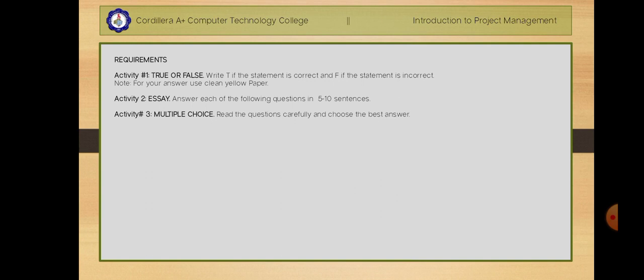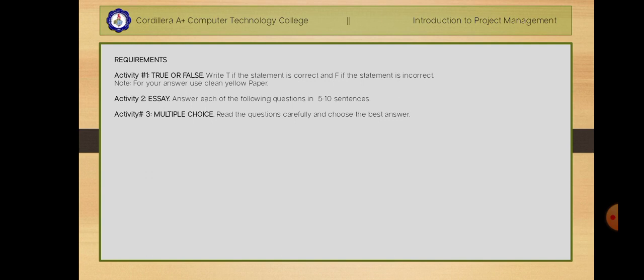Before we end our discussion, for your requirements: for activity number 1, that is true or false. Write T if the statement is correct and F if the statement is incorrect. Take note to always put your answer on a clean yellow paper. For your true or false, that is 10 items.